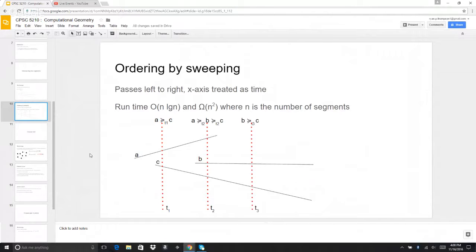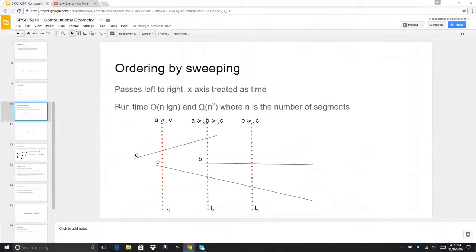And here's a little bit further example. When you order by sweeping, you pass from left to right. Now the book has some pseudocode on page 1025, but that pseudocode is very general to give ideas about insertions and other points. So I feel it's a little more useful to look at the graphical example here to really relate the point of how time is factored into this algorithm. So again, the x-axis is treated as time.